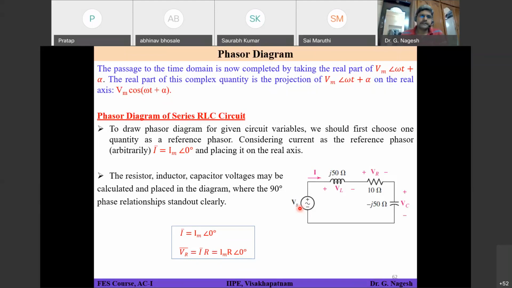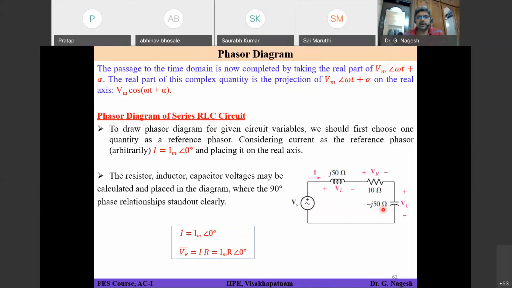So we have already seen how to solve different problems. So we'll go through this simple problem and draw the phasor diagram maybe. Okay. So phasor diagram of series RLC circuit. So this is one circuit we are considering. You have R, L, and C.